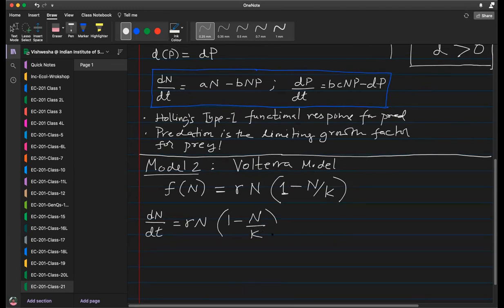As you can clearly see, this is a lot more B of NP, and then dP by dt is equal to BC NP minus dP.